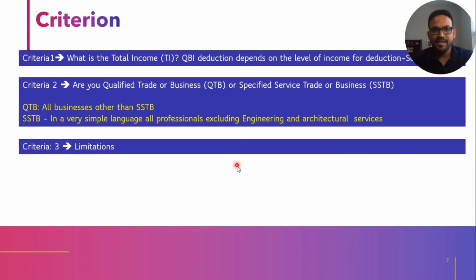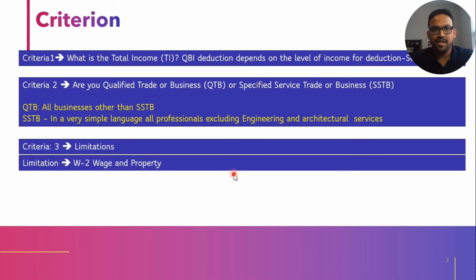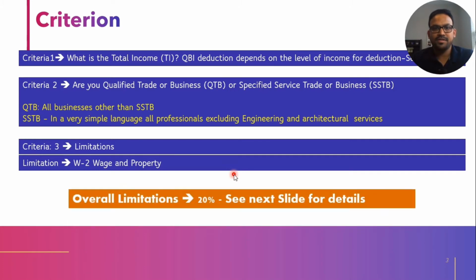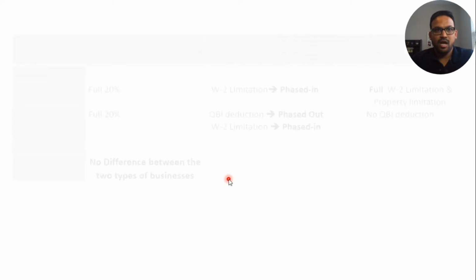And the third criteria which limits your QBI deduction is your W-2 wages and property limitation. Once you have calculated all this, the overall limitation applies of 20% of your total income. So let's see in our next slide how to calculate this.